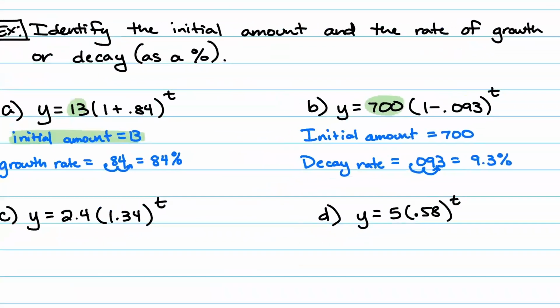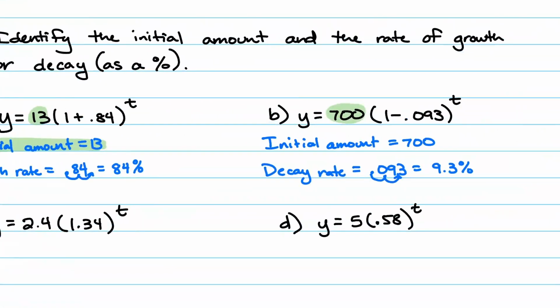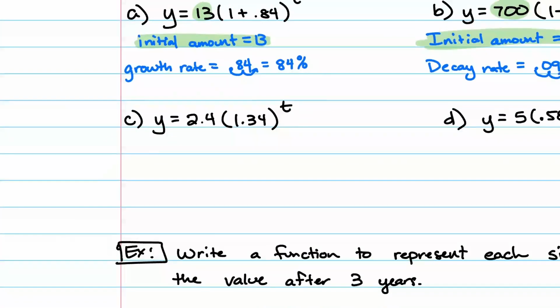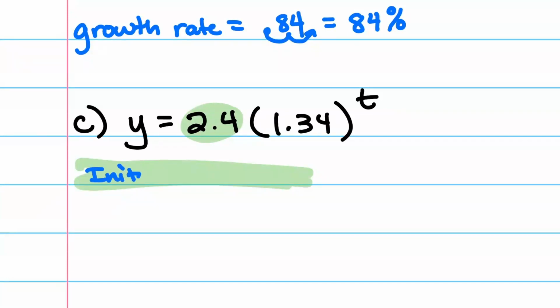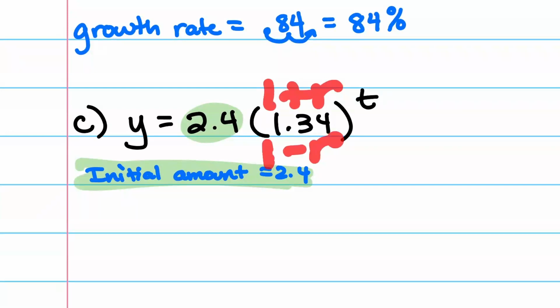Okay, here's where it gets a little, I forgot to highlight this. I'm glad I caught it right now. This was my initial amount. All right, here's where it gets a little tricky. The initial amount is going to be the same, so I'm not going to go too much over this. I know that my initial amount is going to be 2.4. What is difficult is usually this is either 1 plus R or 1 minus R.